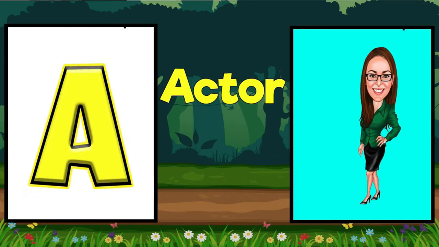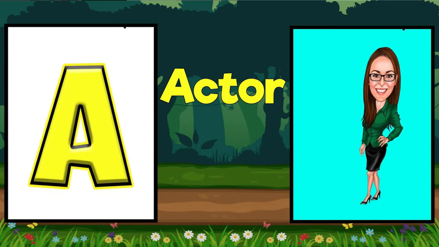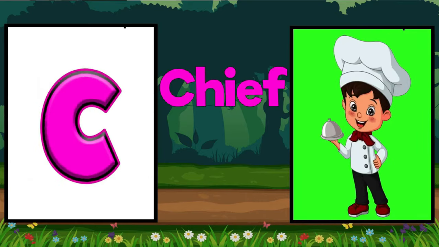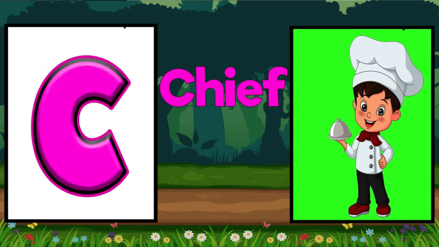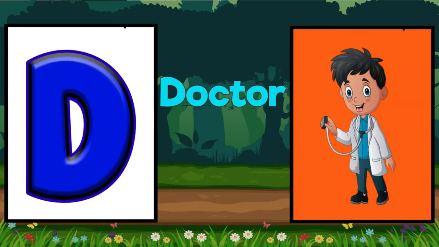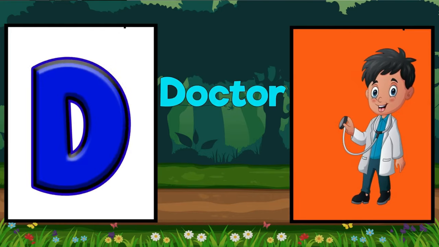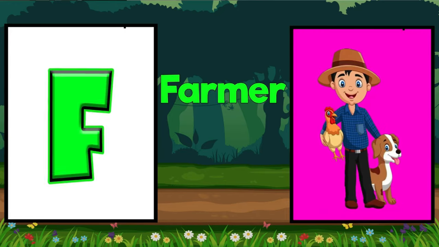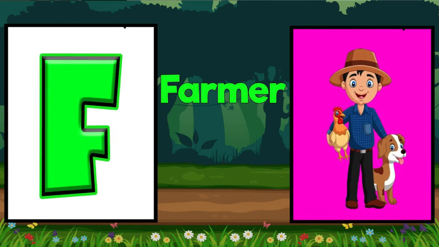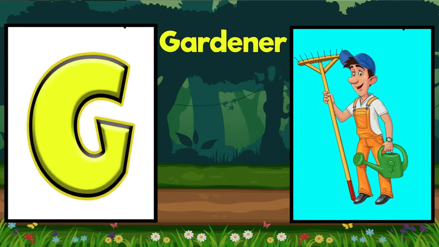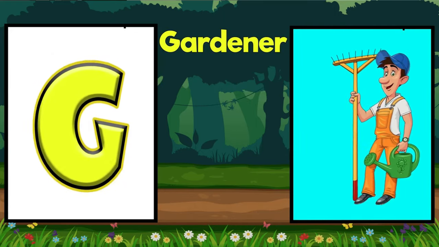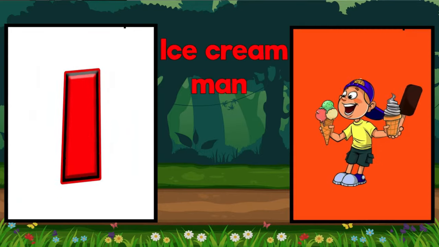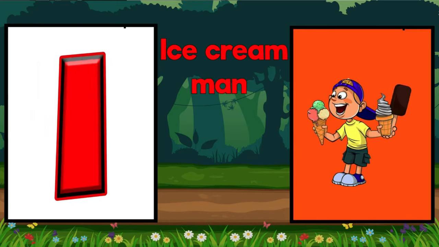A is for actor, actor. B is for barber, barber. C is for chef, chef. D is for doctor, doctor. E is for engineer, engineer. F is for farmer, farmer. G is for gardener, gardener. H is for hunter, hunter. I is for ice cream man, ice cream man.